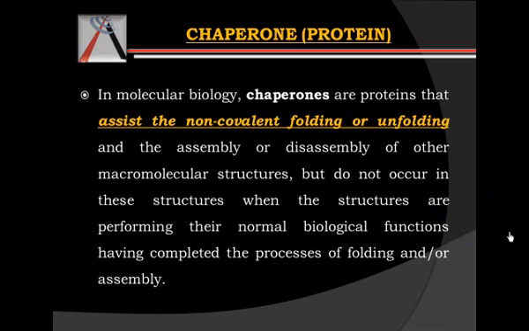With this, we go ahead to study some of the important proteins. We'll be talking about the chaperones, the hemoglobin, the myoglobins, and the cytochromes in today's discussion. So chaperones, what are they? They are proteins that help another protein in non-covalent folding or unfolding. What does that mean?